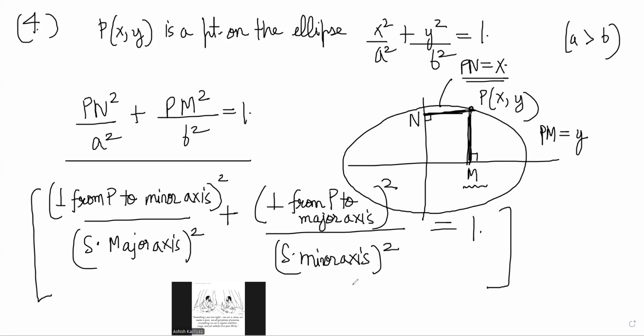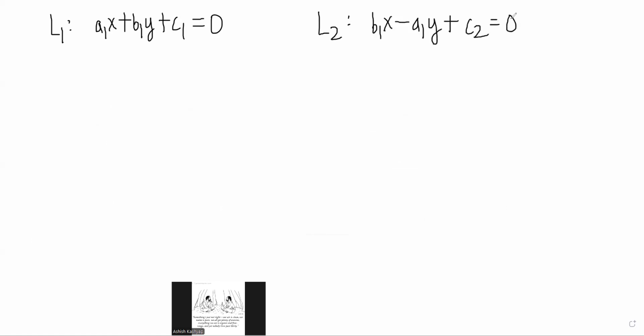Why is this important for us? Because in a general case, sometimes they will not tell you the major axis and minor axis as simple lines like the x-axis and y-axis. You could have a situation where they give you two perpendicular lines. L1 is a line like this, a1x plus b1y plus c1 equals 0. And L2 is a line like this, b1x minus a1y plus c2 is equal to 0. Notice that L1 is perpendicular to L2.